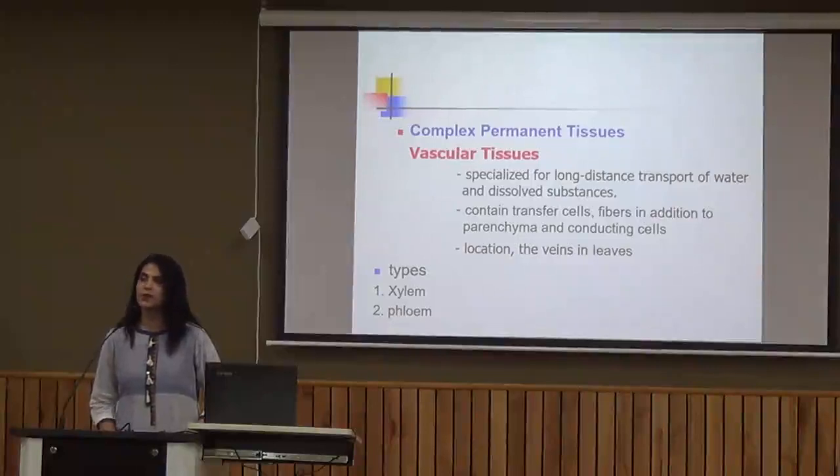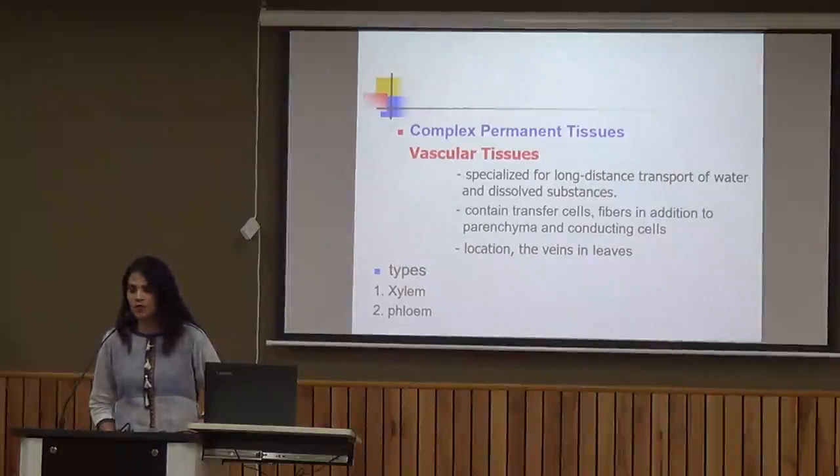And these particular cells are responsible for the transportation of water, which we call the ascent of sap, which we are going to study in detail in class 10. Transport of food, which we call translocation. Again, we are going to study about it in detail in class 10. Now, they contain different kinds of cells and basically they are located in the veins in leaves. They are of two types, xylem and phloem.